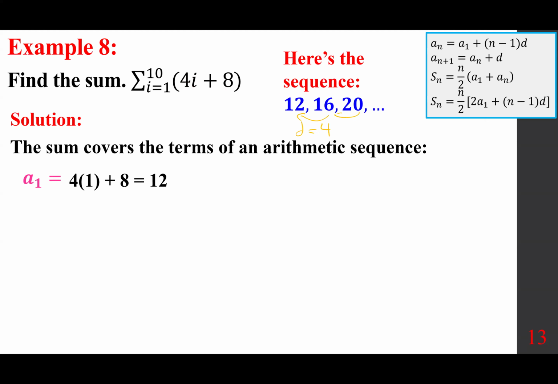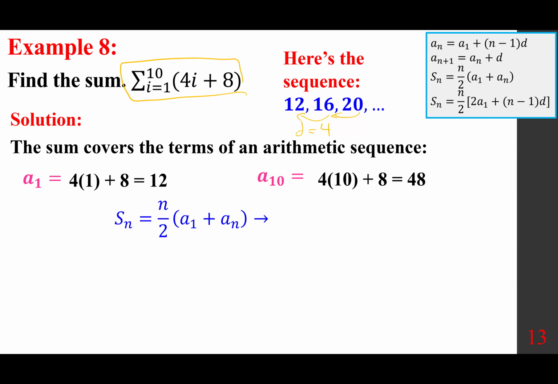Is positive 4. You see that? So a sub 10 equals 4 times 10 plus 8, which is 48. And since this is the summation, in essence, we want S sub n, or more specifically, we want S sub 10. So this one, because it's an arithmetic sequence, we use the easy way out.